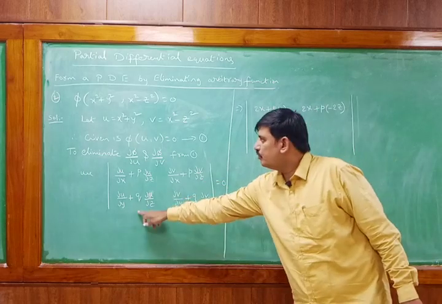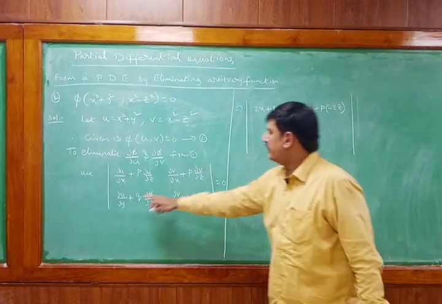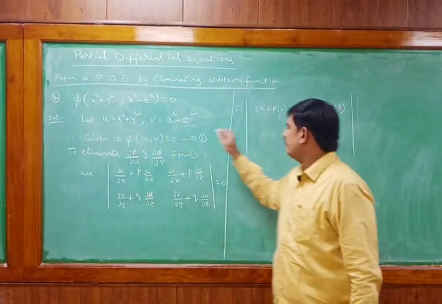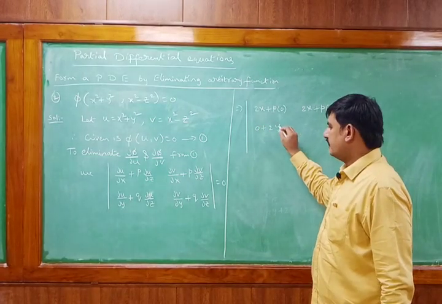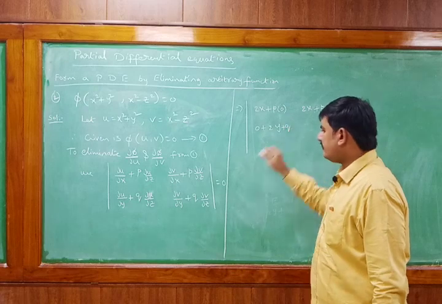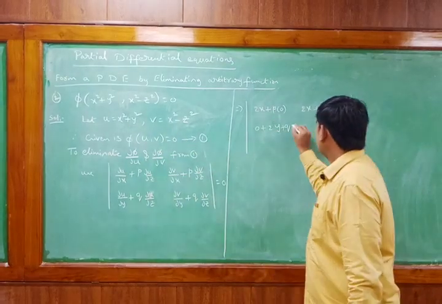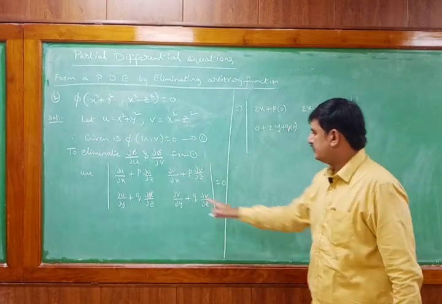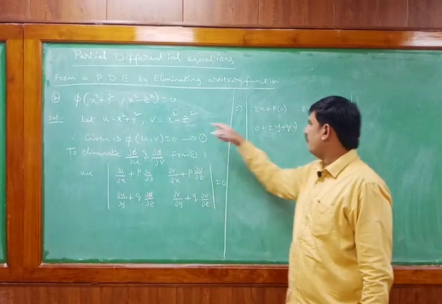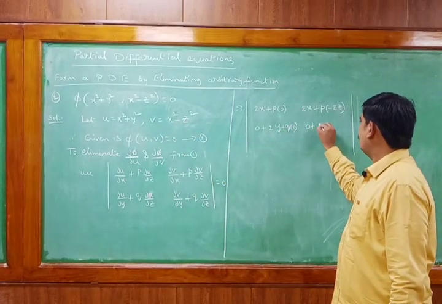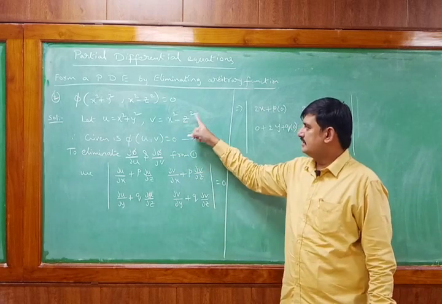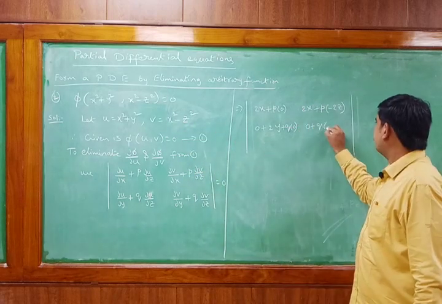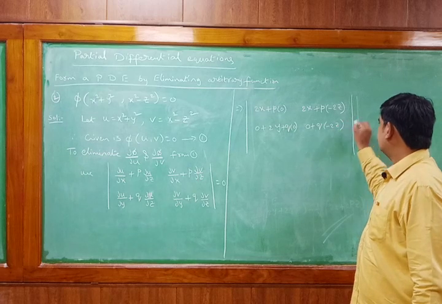Next, dou u by dou y. What is dou u by dou y? No y here, 0. Y square becomes 2y. So 2y plus q into dou u by dou z. No z, so it becomes 0. Next, dou v by dou y. No y here, 0, plus q into dou v by dou z. No z here, 0. Z square becomes 2z, so it becomes minus 2z. So this is equal to 0.